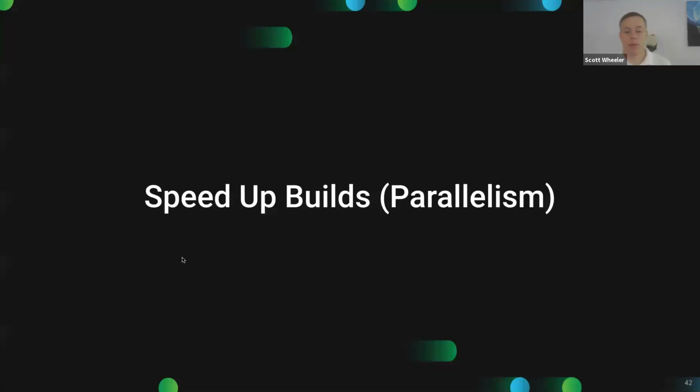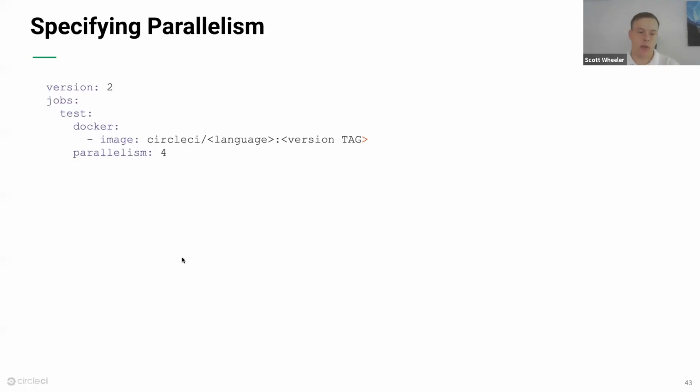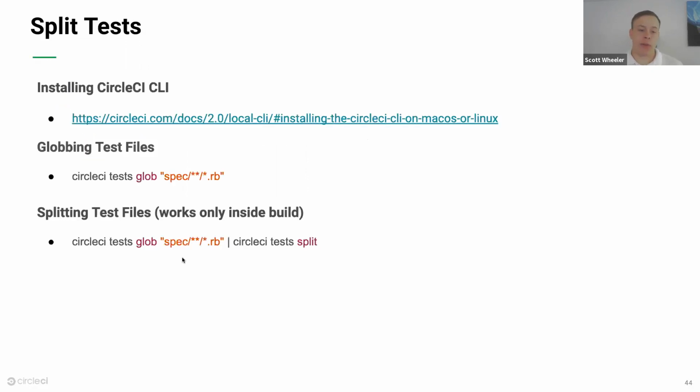Moving into speeding up your builds using parallelism. Parallelism is defined using a parallelism key in the config.yml. You set that number to the amount of parallel containers you would like your builds to run on. In most cases, you would use parallelism while splitting tests to define subsets of tests to run in different parallel containers. You can split tests using the CircleCI CLI by globbing the test files and then splitting the test files, which will only work inside the build.